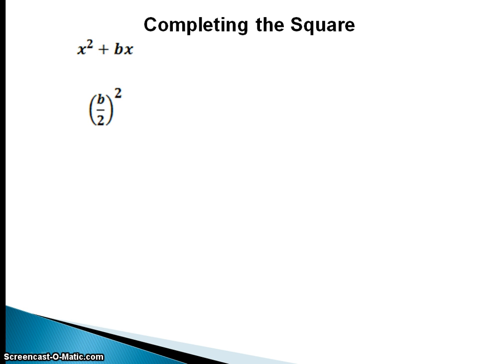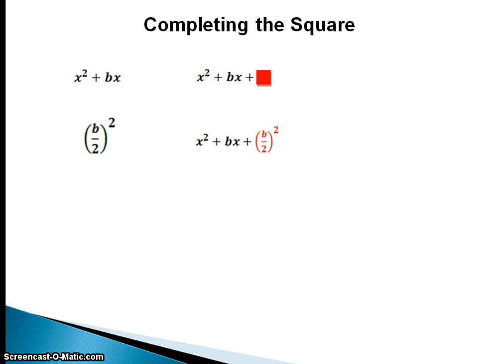We take the b value, we divide it by 2, and we square it. And then we add it to the end of the quadratic. In other words, that becomes our c value. Once we do that, we factor our quadratic and we find out that now our quadratic is a perfect square. In other words, it's something times itself. In this case, it's x plus b divided by 2 squared.